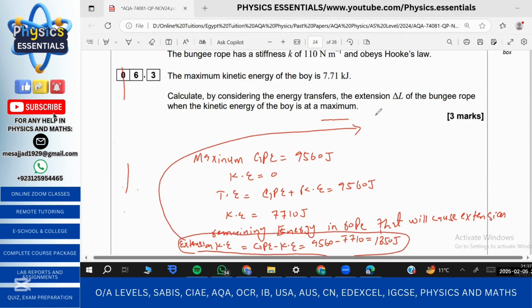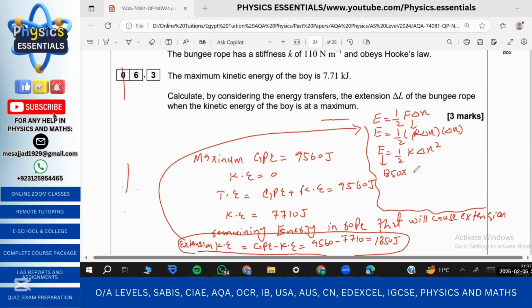So I will simply write E equals half F delta X, but I don't know F. So I will put F as K delta X. So E equals half K delta X squared. This is the energy that will be used as extension. 1850 times 2 equals K, which is 110, times delta X squared. Upon simplifying, the answer is going to be 5.8 meters.